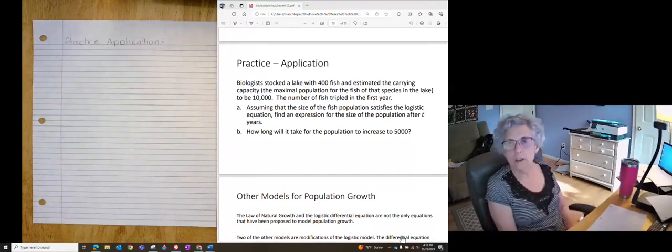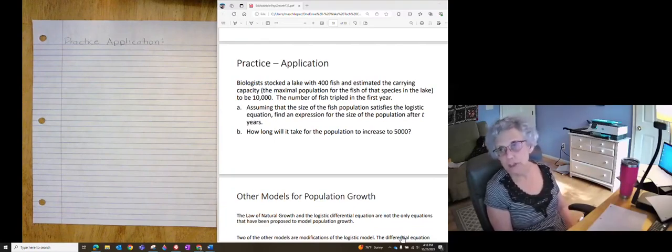So biologists stocked a lake with 400 fish and estimated the carrying capacity, the maximal population of fish for that species in the lake, to be 10,000. The number of fish tripled in the first year. Assuming the size of the fish population satisfies the logistic equation, find an expression for the size of the population after t years.